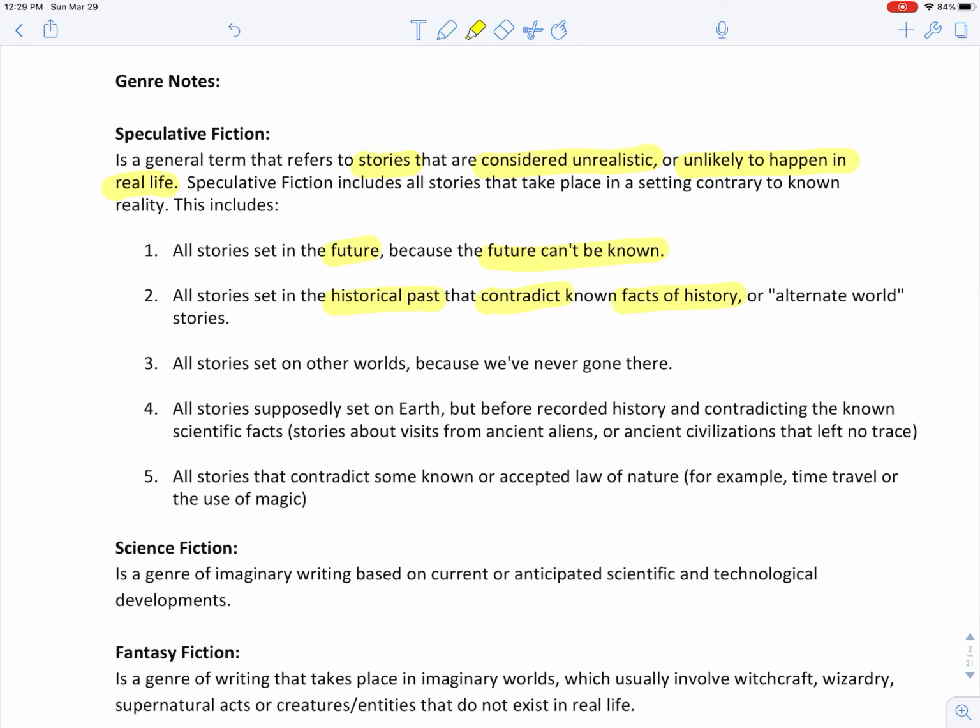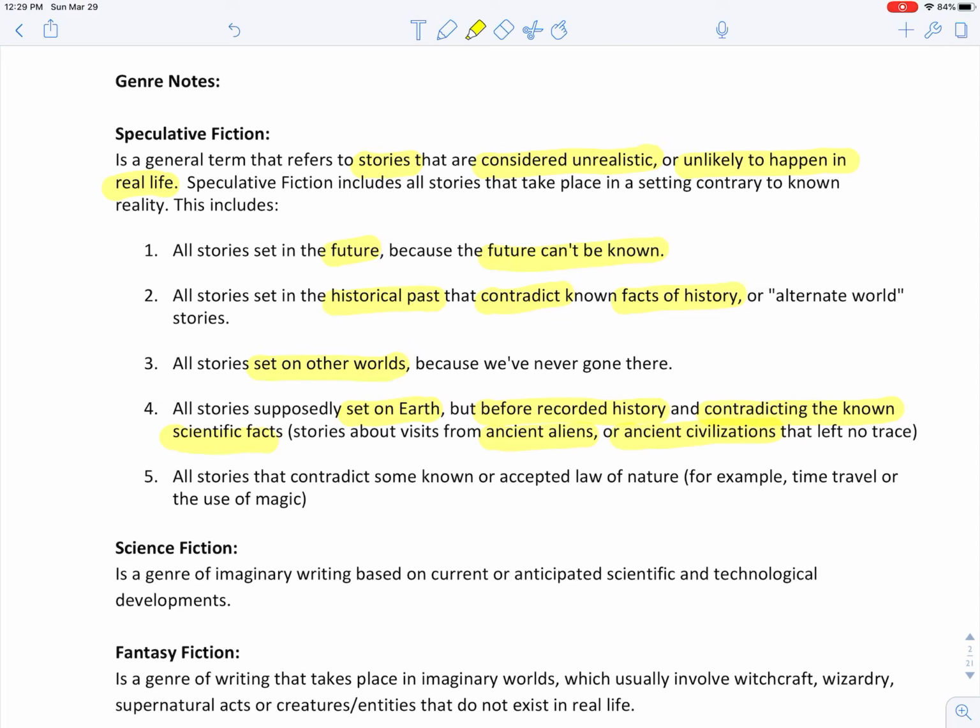All stories set on other worlds because we've never gone there. So if your story takes place on another planet or in another part of the galaxy, that would be a speculative fiction story. All stories that are set on Earth but before recorded history and contradicting or going against the known scientific facts. So what we're talking about are stories about ancient aliens, maybe ancient lost civilizations like the lost city of Atlantis. Those would be speculative fiction because the authors created them by speculating, well, what was the world like before recorded history?